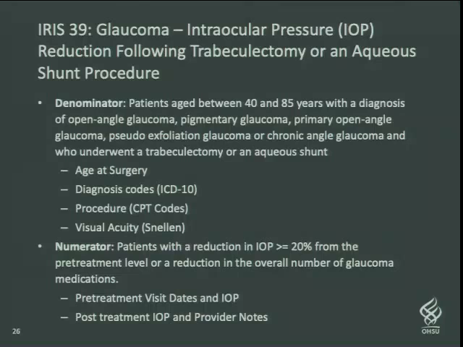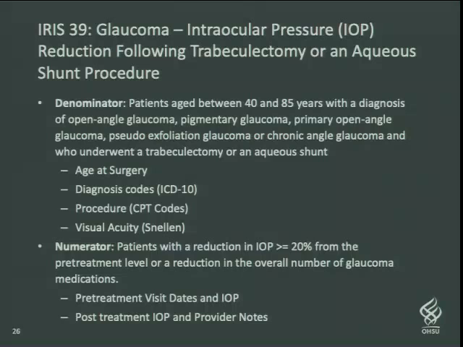Which then brings me to the last measure that I looked at, which is IRIS 39, which is looking at glaucoma, intraocular pressure reduction following trabeculectomy or an aqueous shunt procedure. So the denominator is patients 45 to 85 years, with a diagnosis of various types of glaucoma who underwent these two procedures. So you're looking at the age at surgery, the diagnosis codes, procedure, and visual acuity values, because the visual acuity was in a denominator exclusion, so patients who were at the stage where they were counting fingers or perceiving light were left out of the study.